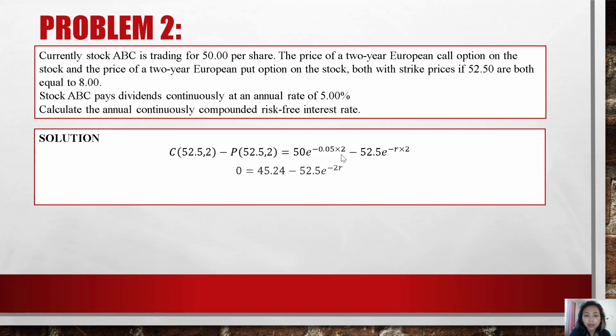So from here we got 0 on the right hand side because the call option and put option in this situation have the same price, so the difference is 0. And we have a new equation: 0 is equal to 45.24 minus 52.5 e^(-2r). And we solve for r, so r is negative 1/2 times the natural log of 45.24 over 52.5. We got 7.44% as the annual continuously compounded risk-free interest rate.